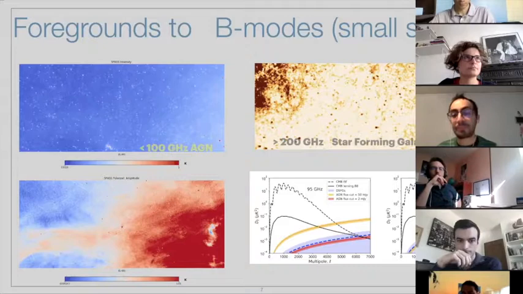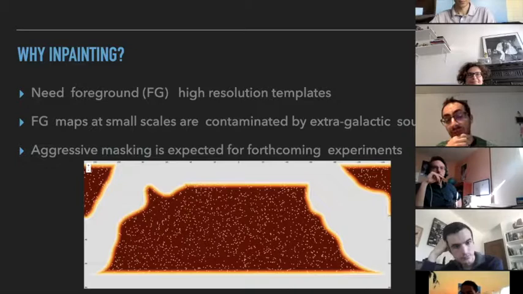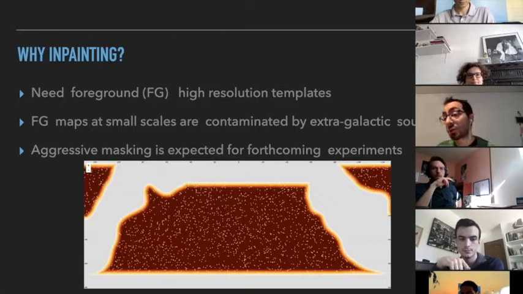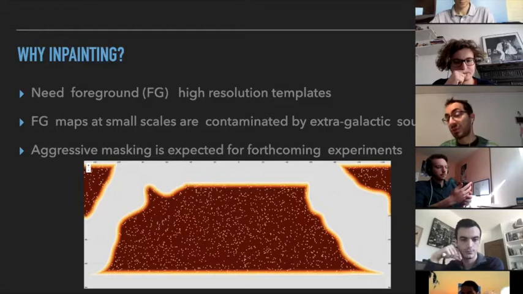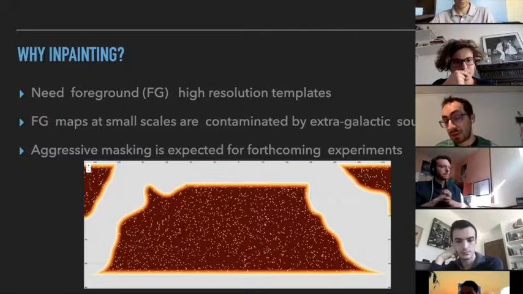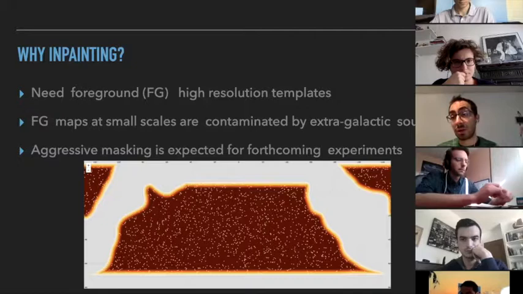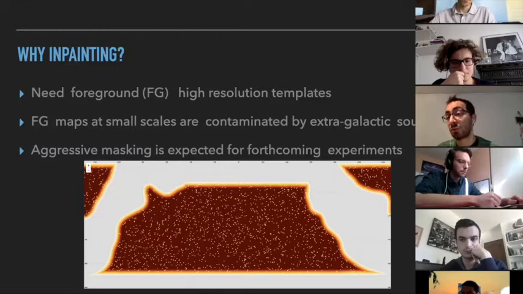Okay, so why inpainting? As I said, the first thing is that we want to get rid of these point sources, especially in the foreground monitor channels or to derive foreground templates, in particular at high resolution, because we don't want the point sources. We want just the galactic emission. As the sensitivity goes up for future experiments, we expect that more and more sources will be detected, not only in intensity, but also in polarization. And so an aggressive masking is expected to be applied to our measurements.